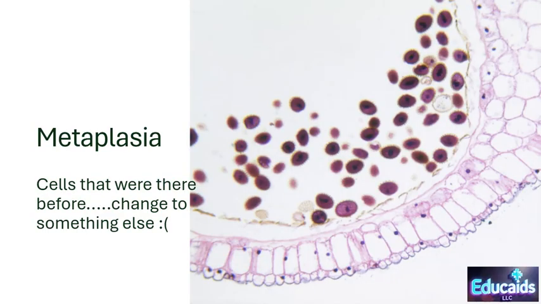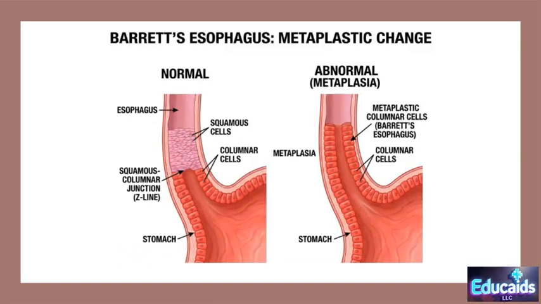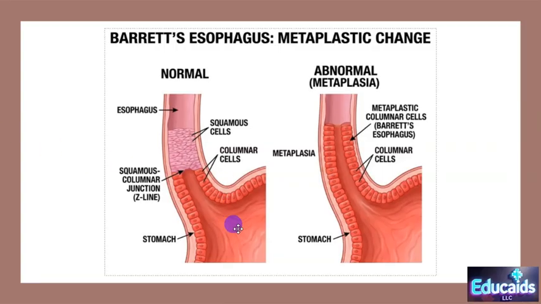All right, so metaplasia, cells that were there before change to something else. I got my frowny face. So here's an example of Barrett's esophagus. So this is a stomach, and it is normal, students, this makes sense, normal to have cells in the stomach that make mucus because we have acid in our stomach. So the stomach wants to protect itself. So it has these cells that secrete mucus and it protects the lining of the stomach. And then your esophagus, students, is lined with squamous cells, and that is normal.